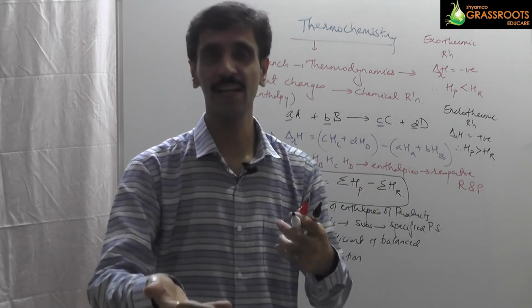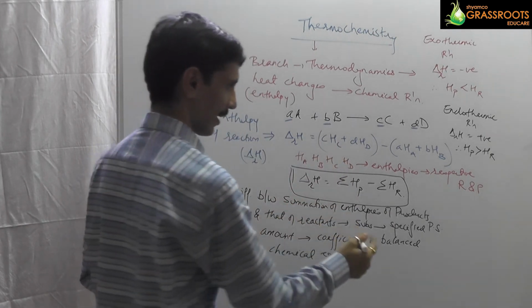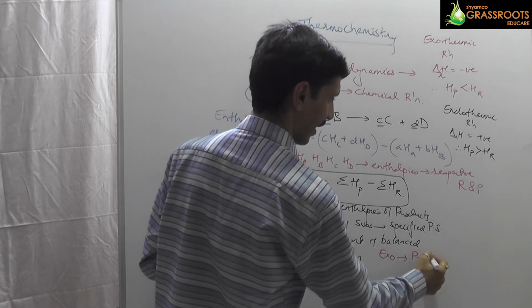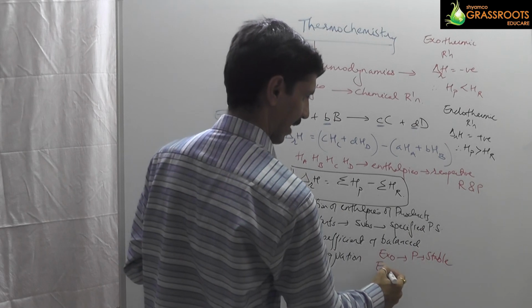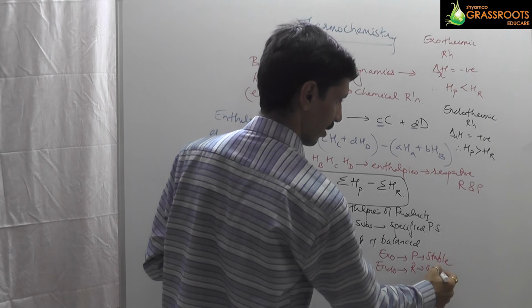So once again I repeat, in an exothermic reaction, okay, यहाँ पर मैं लिख के रखता हूँ, in exo, products are more stable, and in endo, the reactants are more stable.